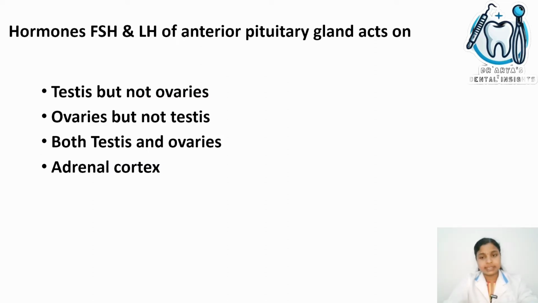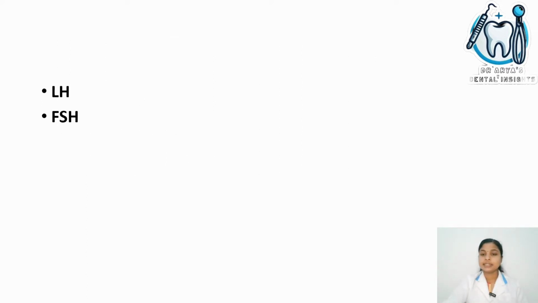Hormones FSH, that is follicle stimulating hormone, and luteinizing hormone, that is LH, of anterior pituitary gland acts on testes but not ovaries, ovaries but not testes, both testes and ovaries, and adrenal cortex. So coming to the discussion part. So what does LH do? LH stimulates Leydig cells.